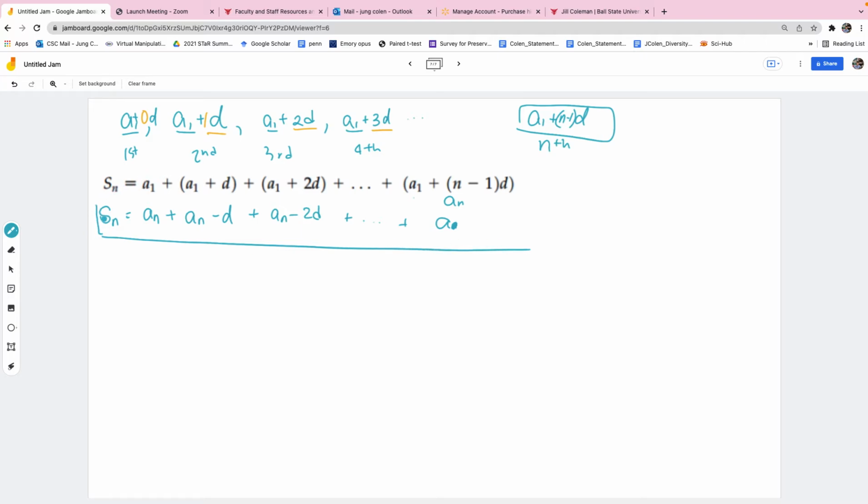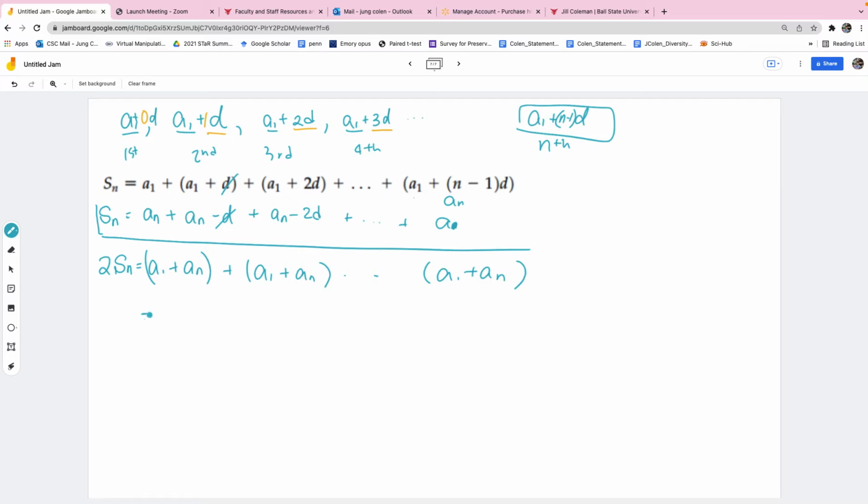So I have 2 s sub n, and I have a sub 1 plus a sub n for the first sum. And here I can get rid of that, and I have a sub 1 plus a sub n all the way to here. So a sub 1 plus a sub n. So I have 2 times s sub n is equal to that, and of course you can see all of these are the same number.